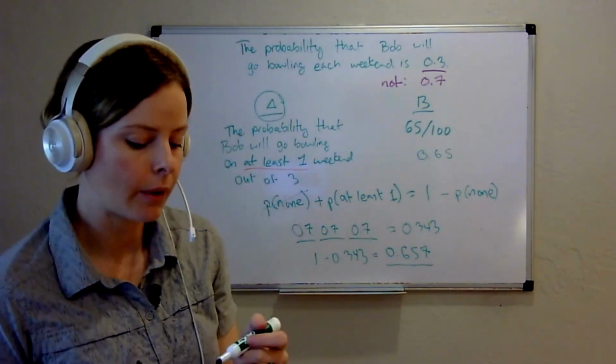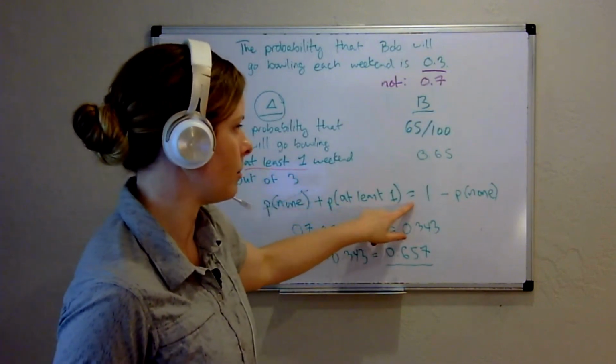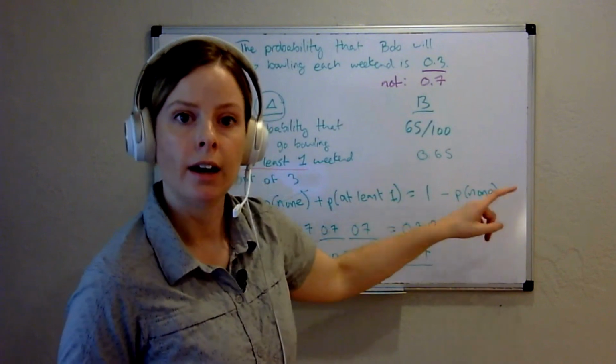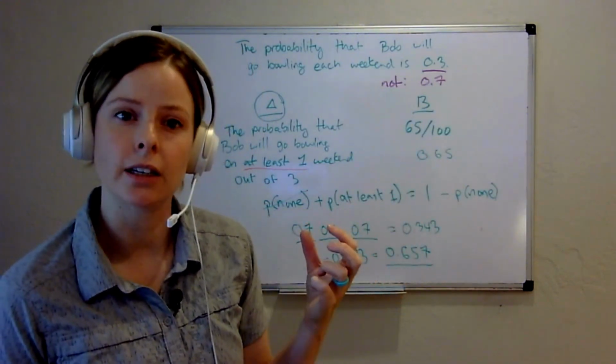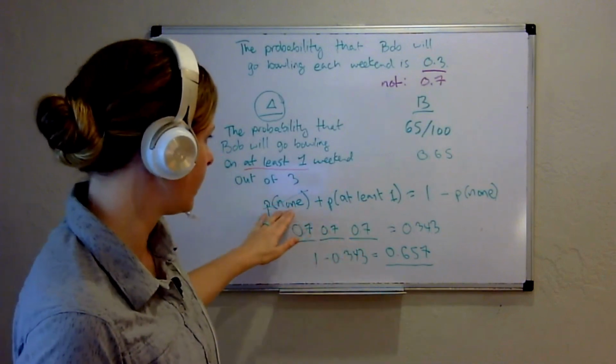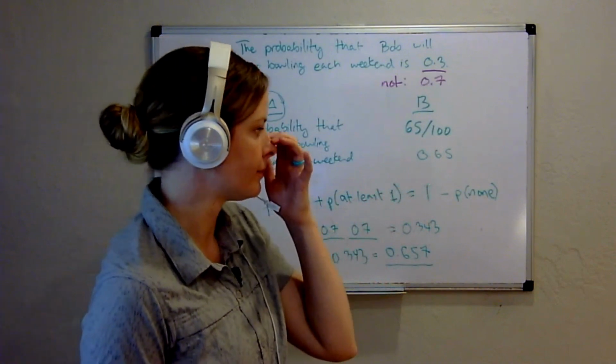So the big takeaway here is this concept of at least 1. At least 1 is going to be equal to 1 minus none. That is very, very helpful, and it can get a little fuzzy in people's heads, so I would recommend really thinking through why this works before you implement it the next time.